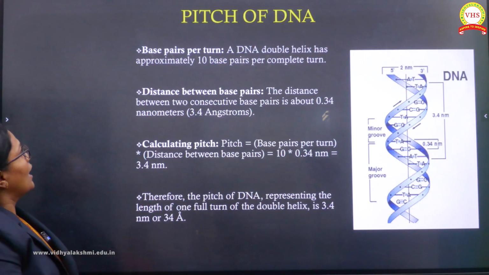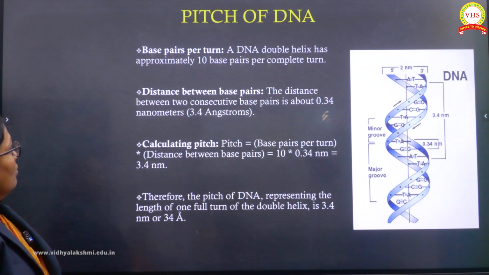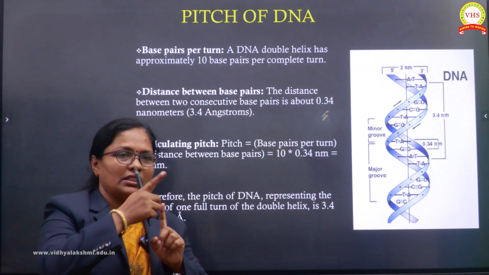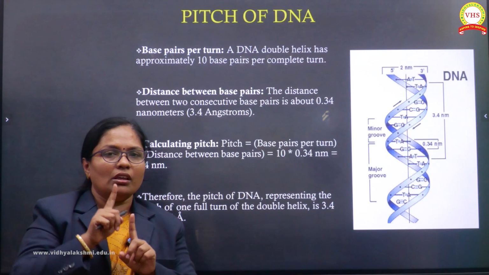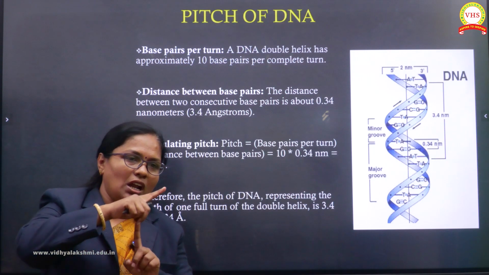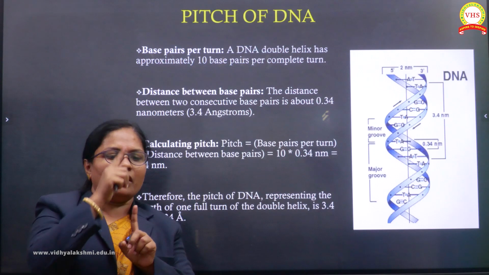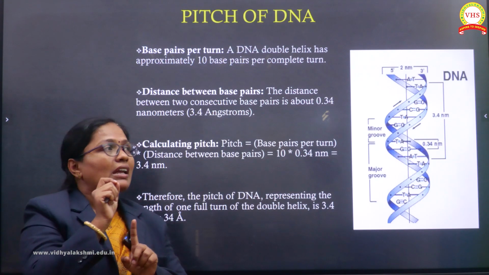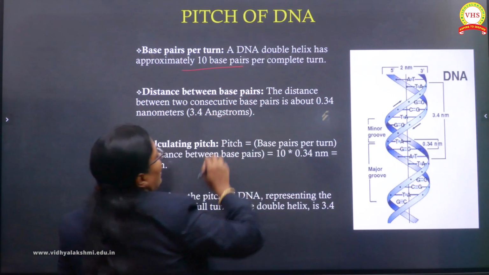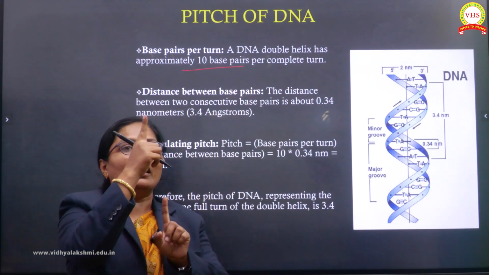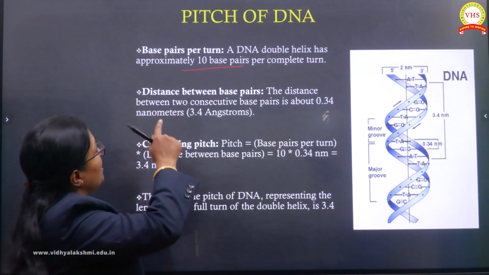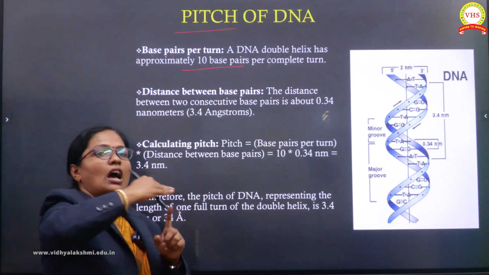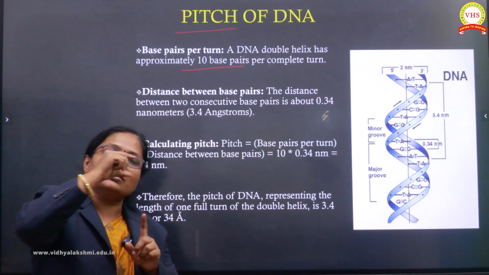And the pitch of the DNA: how many base pairs per turn? See, if you take the helix as a staircase, say you start here, you take one full turn and come up here to the straight point. So for this one twist, you will have 10 base pairs. That one twist, one turn, is called the pitch. For one turn, how many base pairs, how many steps will be there? 10 steps will be there.